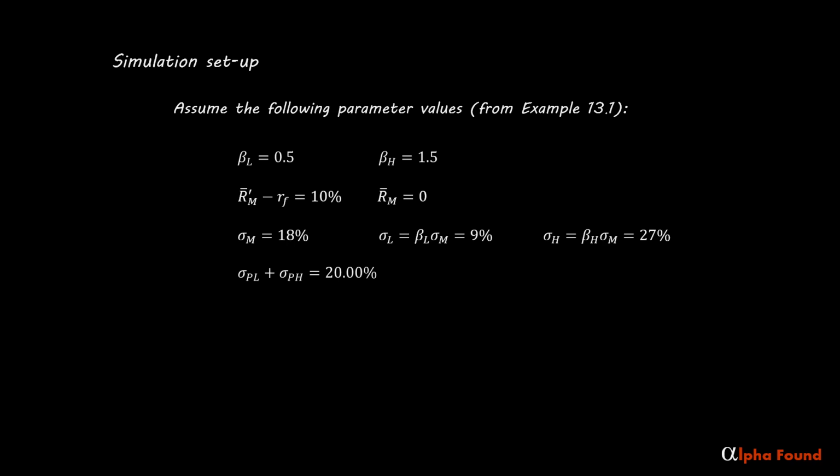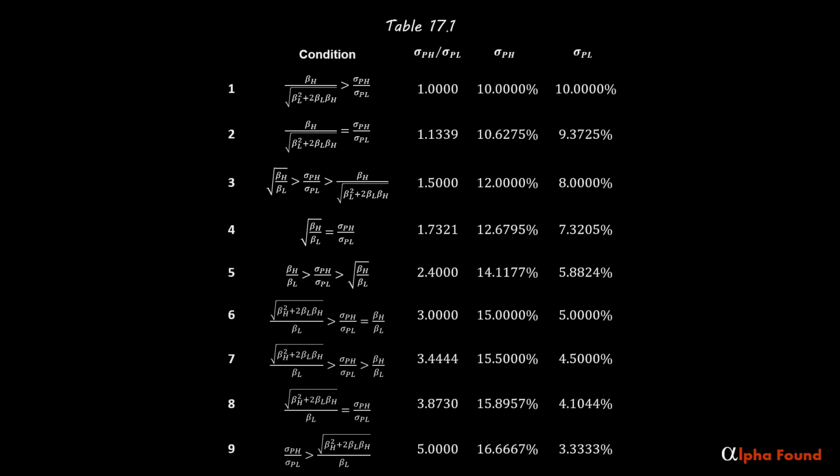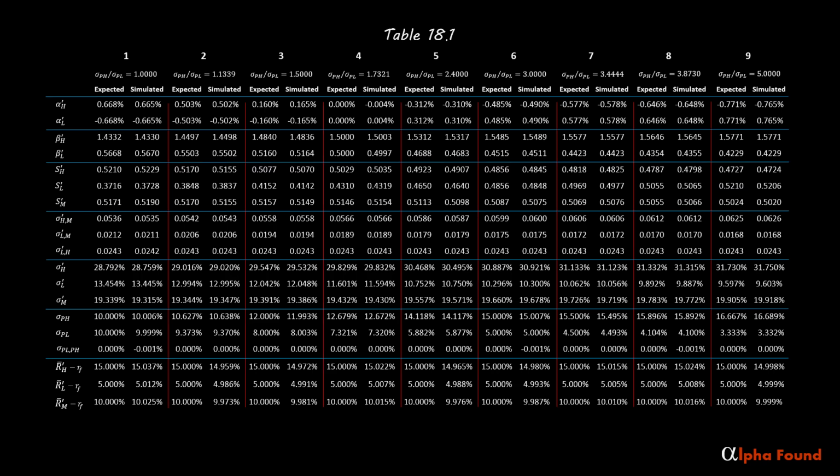The only parameters that change from one set of conditions to the next are the perturbation risk parameters. To begin, from the last video, here are the conditions we are simulating. Here are the numerical results of the simulation.